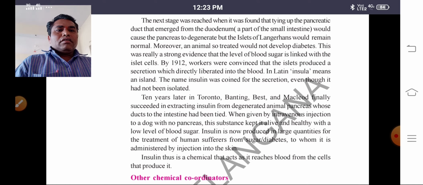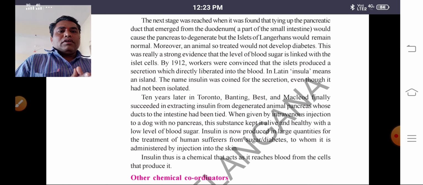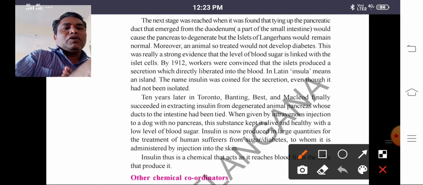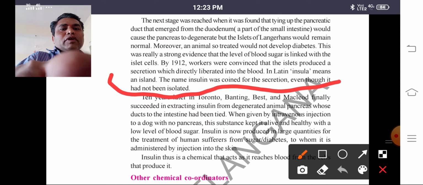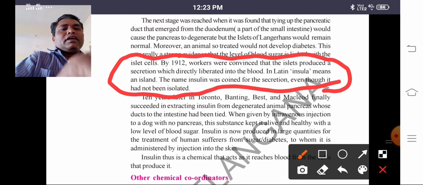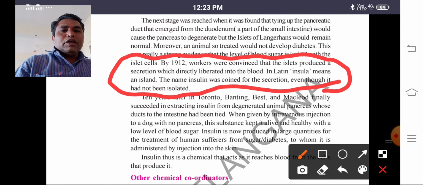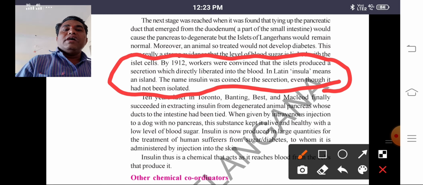In 1912, workers were convinced that the islets produced a secretion which was directly liberated into the blood. Keep these sentences in your mind, because they are very important at the examination level. So whatever the islets of Langerhans produce, the secretion or chemical or hormone, they pour directly into the blood, and the blood carries it to different parts.